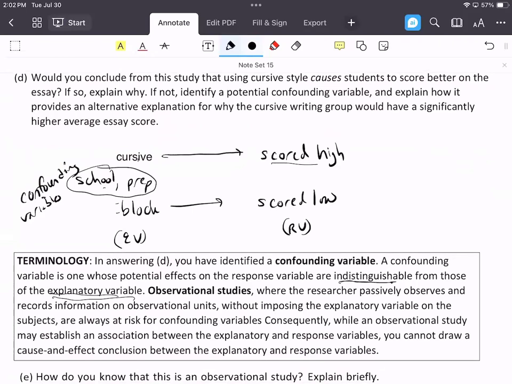Observational studies, where the researcher passively observes and records information on observation units without imposing the explanatory variable, are always at risk. And you notice I've got that word always. We usually don't use that word, but they're always at risk for confounding variables. Consequently, while an observational study may establish an association between the explanatory and response variable, you can't draw cause and effect.